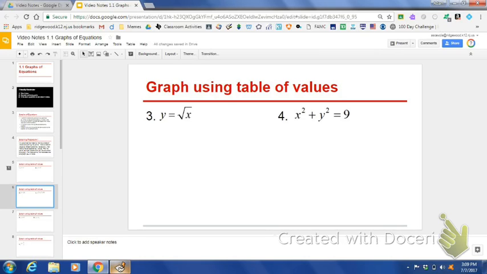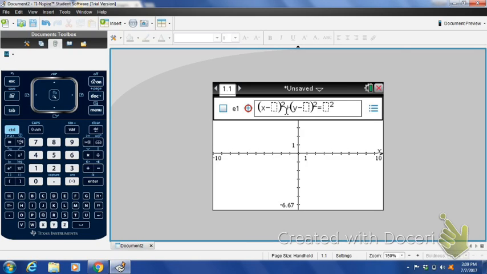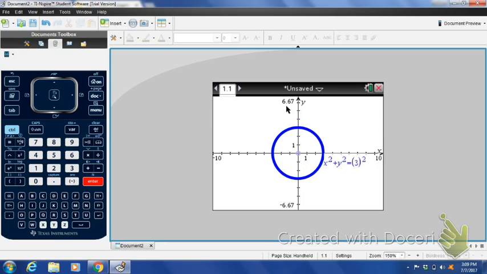So we're going to plug it in: x minus 0 squared, and then y minus 0 squared equals 3 squared. And then we graph it, and there is our circle. If you were to just plug in various values for x, solve for y, and graph them, this is what your equation would look like.